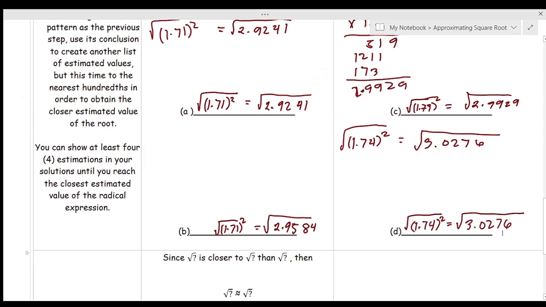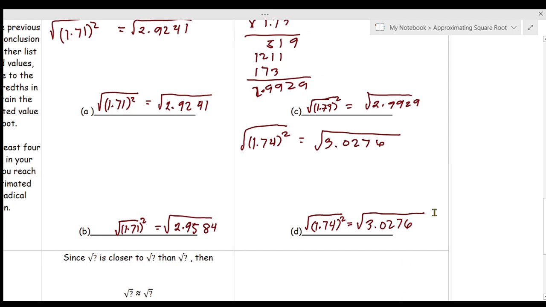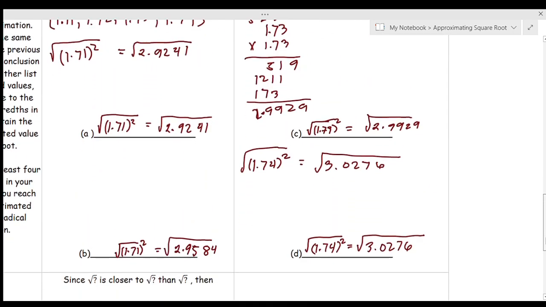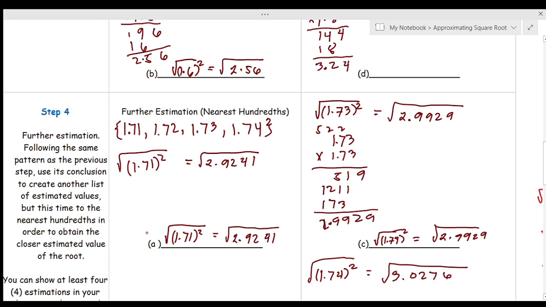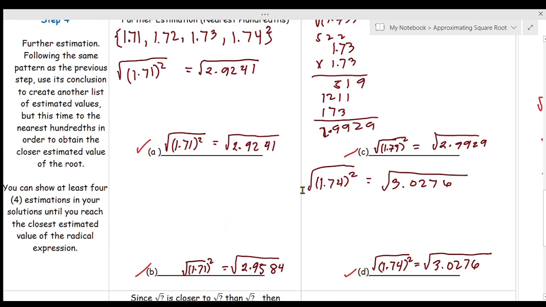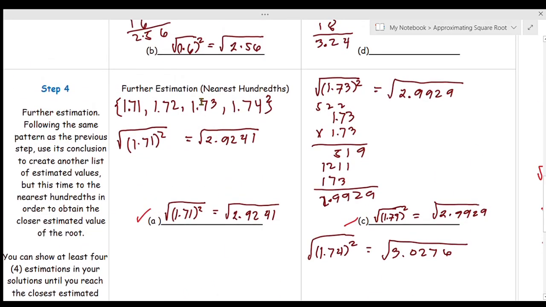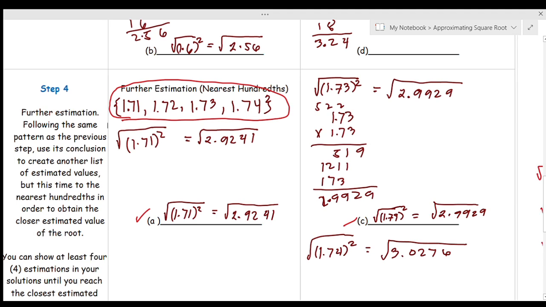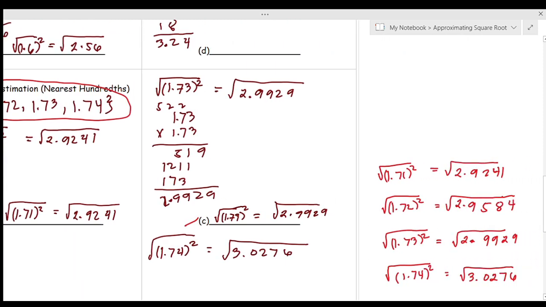After we estimate, let's see which is closer to the square root of 3. So let's take the results we got in A, B, C, and then D. So we place them here. These are the results of multiplying these nearest hundreds numbers by themselves. That is what we will use. Let's see which one is closer to the square root of 3. So, here it is.